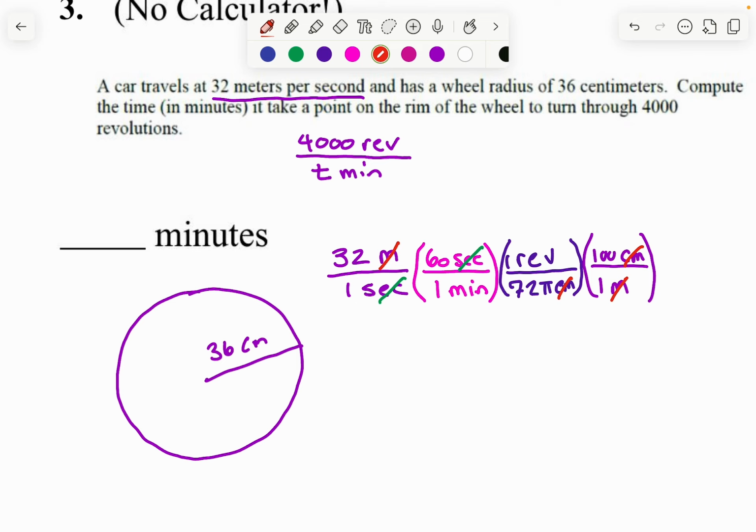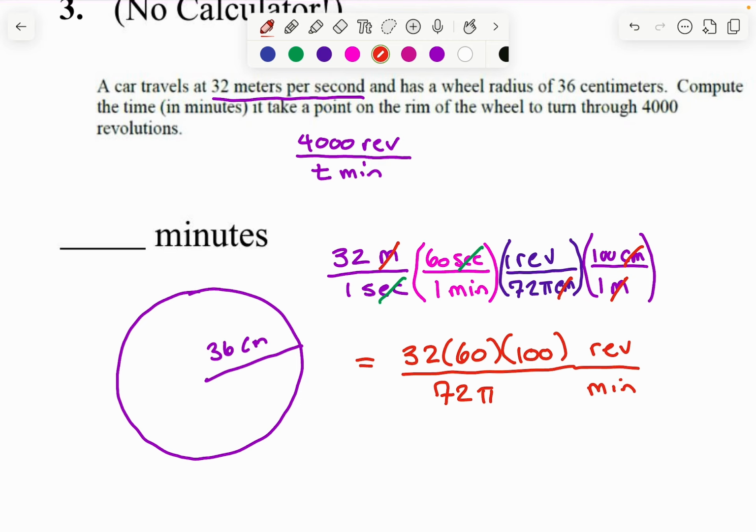Okay, so at this point, the tricky thing about this problem is it's not asking how many revolutions per minute. It's asking, the unit is 4,000 revolutions per t minutes. But let's collect what we have here so far, just to kind of work with some of the arithmetic. So it's 32 times 60. Notice it's not really essential at this point to even do the multiplication out because things could divide. And then 1 times 1 times 72 pi. Okay, so again, the units here that's revolutions, and this is minutes.